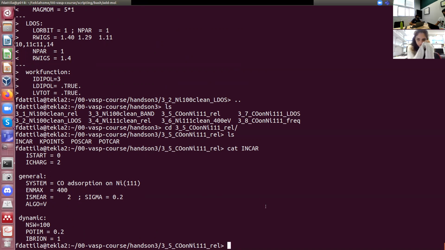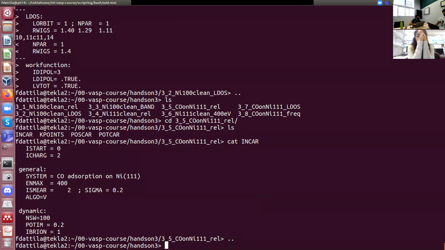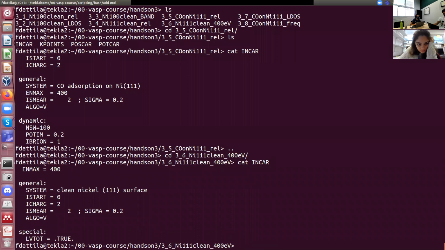So for instance, that's the reason why if you take the 3-6, you see that the 3-6, nickel 1 1 1 clean, doesn't have the spin either. You see that here you don't have the spin in the 3-6. No, I also did not understand why they do this. But why they don't have the spin?